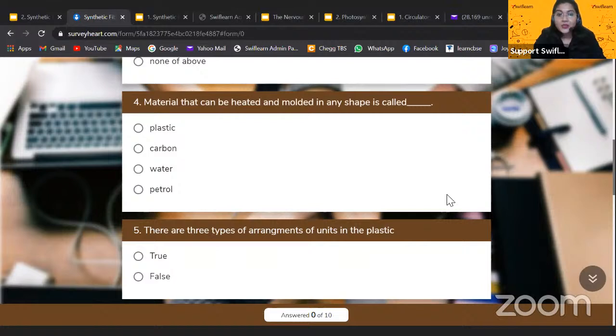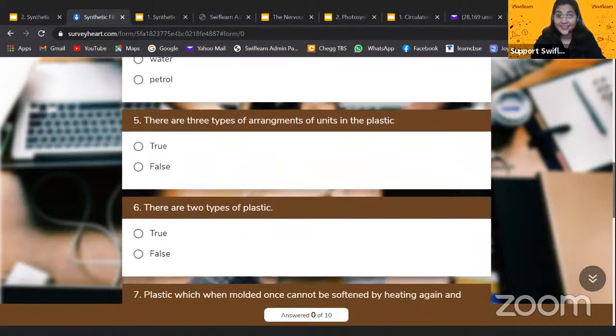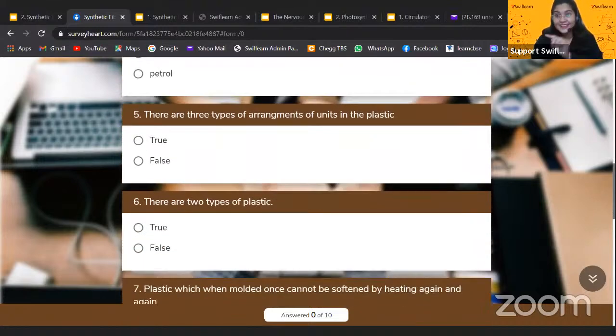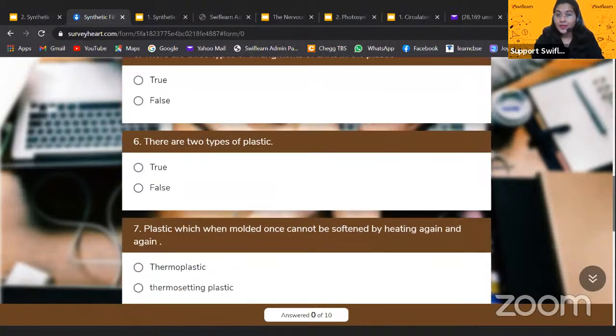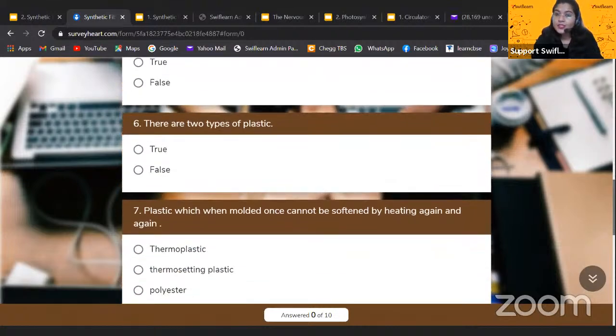Next one: there are three types of arrangement of units in plastic. Is it true or false? False. There are two types: linear and cross-linked. Next one: there are two types of plastic. Is it true or false? Very good. It's true. What are they? Thermoplastic and thermosetting plastic. Very good.